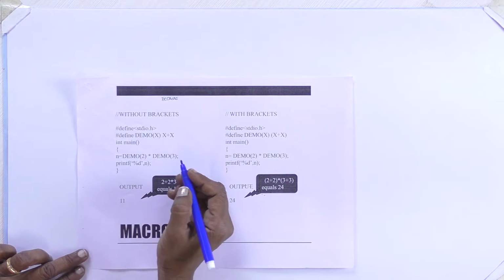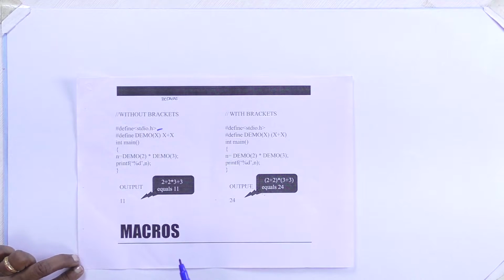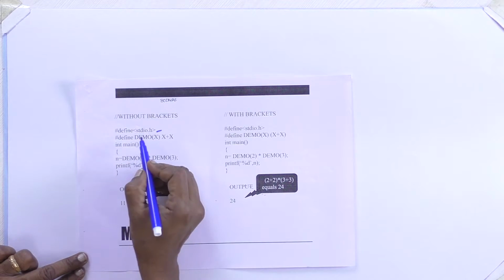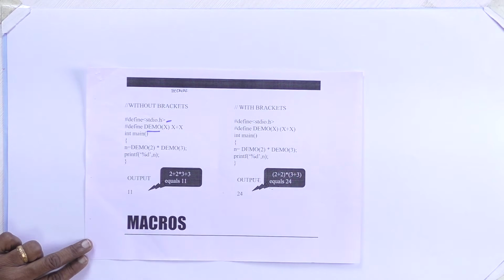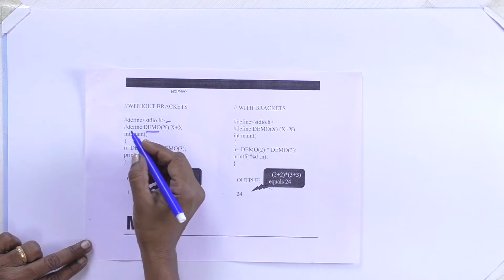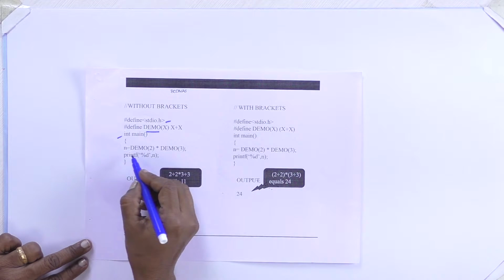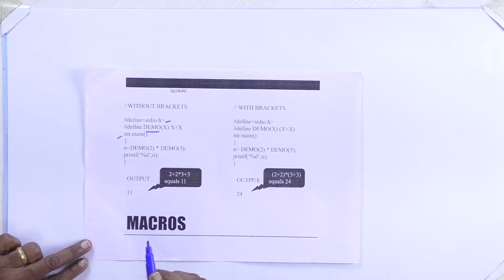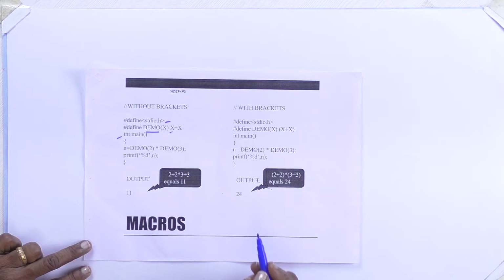So first, I have included a preprocessor directive stdio.h. Suppose my macro name is demo. So define demo. So I have declared a variable for this. Now I have declared a main function. Now I'm just getting a value for n. So demo, within brackets I have passed the value for this x.